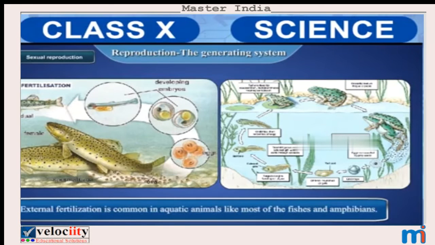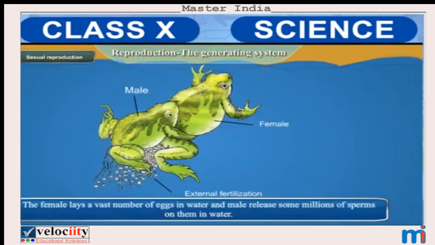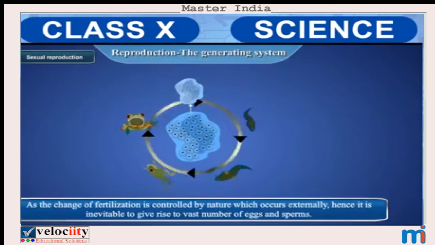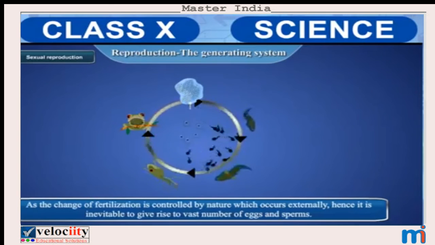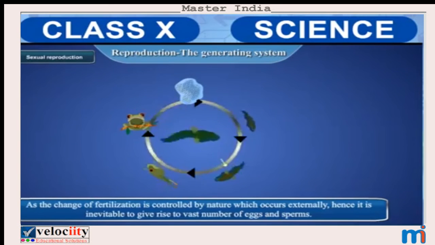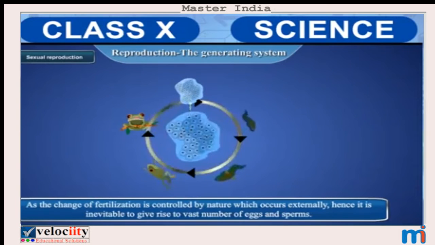External fertilization is common in aquatic animals like most of the fishes and amphibians. The female lays a vast number of eggs in water and the male releases some millions of sperms on them in water. As the chance of fertilization is controlled by nature, which occurs externally, hence it is inevitable to give rise to a vast number of eggs and sperms.